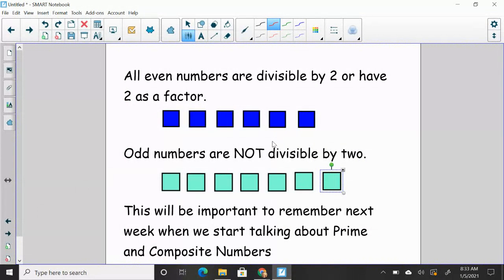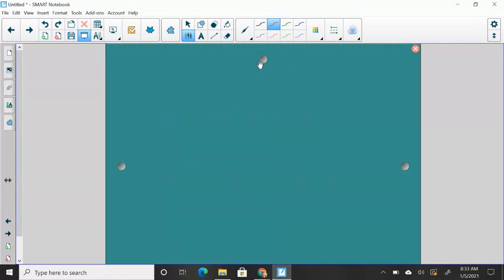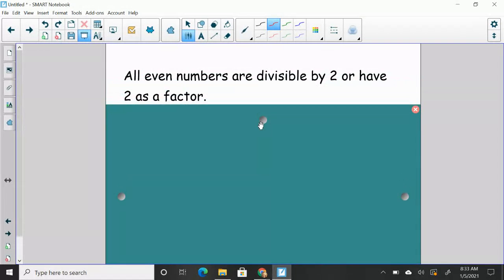Something that we're going to be getting into next week is prime and composite. So let me talk a little bit about some other rules for even numbers. Okay. All even numbers are divisible by 2 or have 2 as a factor. Divisible by 2 means that you can divide an even number equally into 2 groups. In other words, you can split it right down the middle and you'll have the same amount in both groups. And if it's divisible by 2, then 2 is a factor.